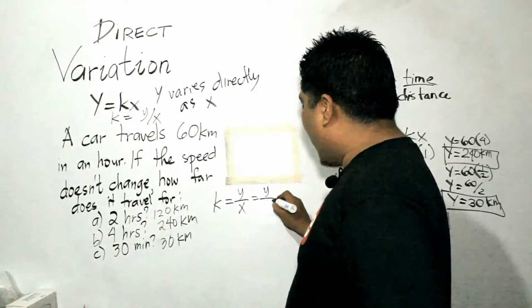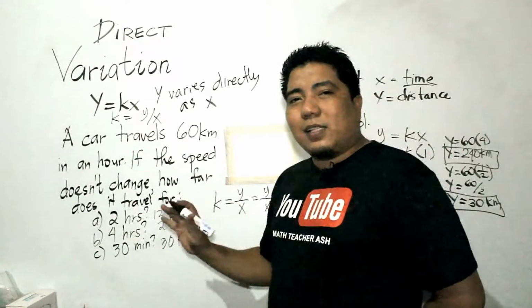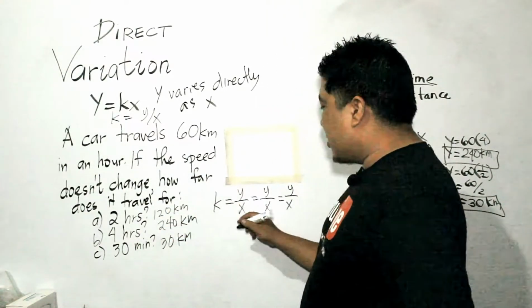K can be solved y over x. Why am I writing this a lot of letters, my dear math learners?